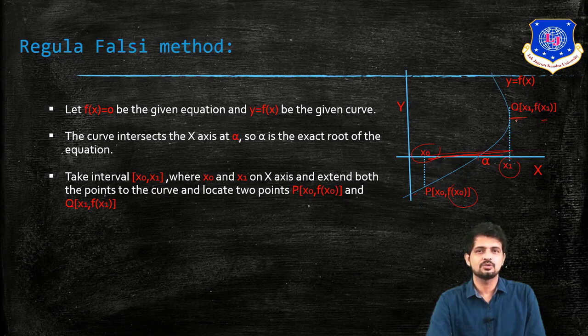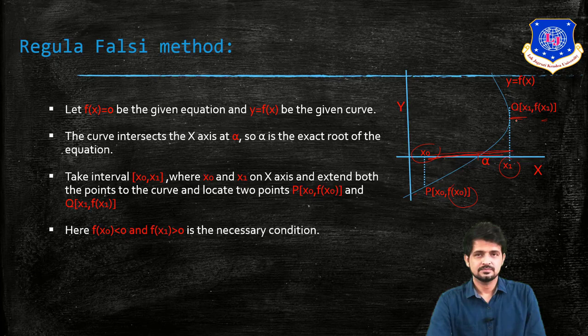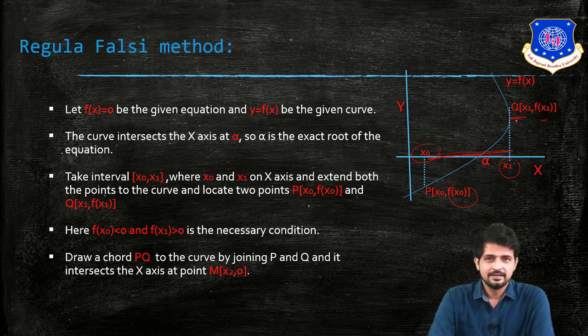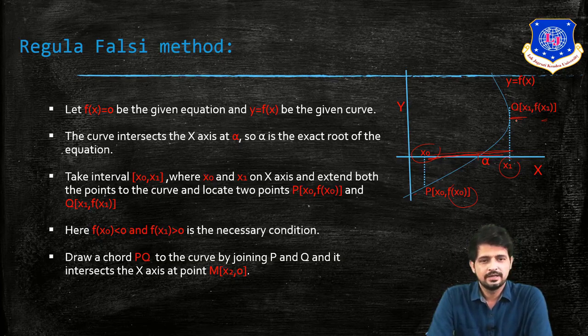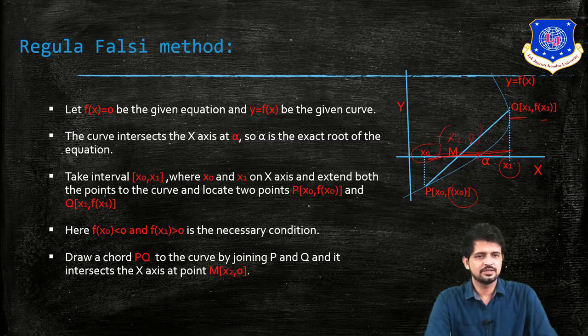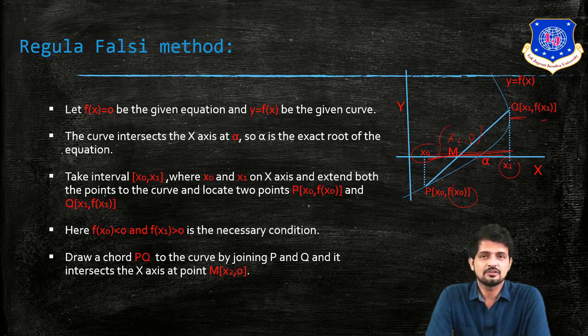It is almost similar to the secant method. It is a required condition that f of x0 should be less than 0 and f of x1 should be greater than 0. What is the next step? We have to again draw a chord PQ touching the two points P and Q. It will intersect the x-axis at point M, and I can write the coordinates of point M as x2, 0, because it is located on the x-axis, so the y coordinate will be 0.